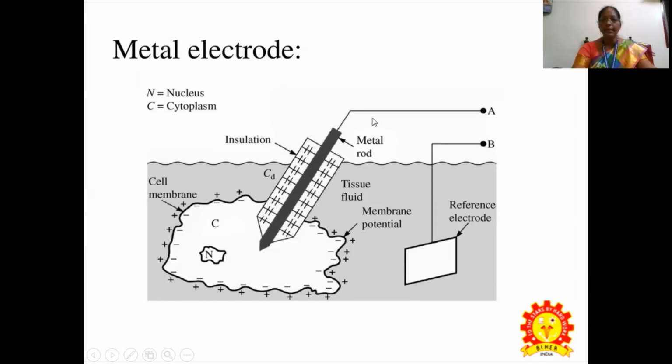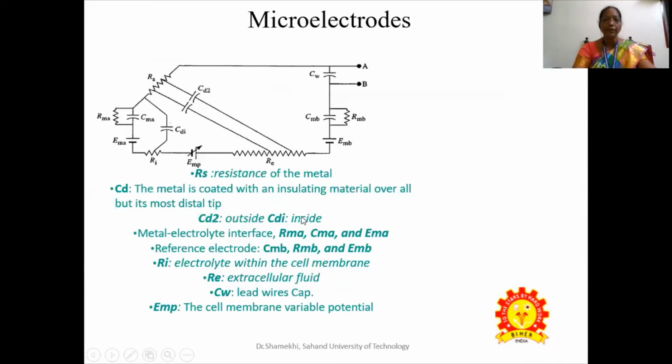From here, we take two different contacts, A and B, which are given to the signal conditioning circuit. This will give you the potential, which will be of low magnitude, and it is given to a signal conditioning circuit where it will be magnified and indicated. This is also the circuitry of a microelectrode, which has a resistance RS.